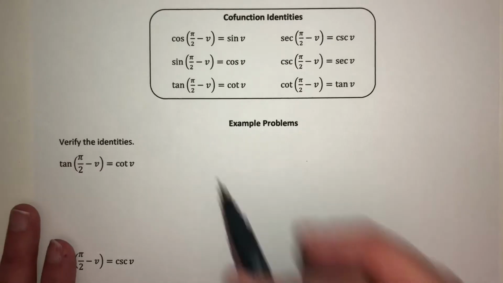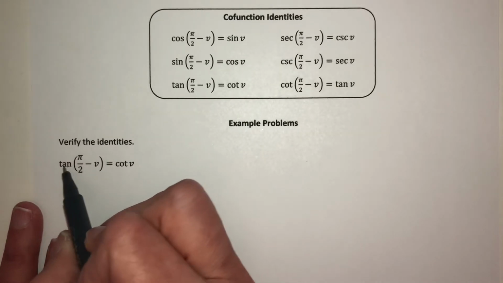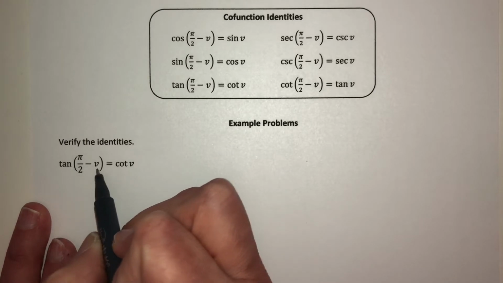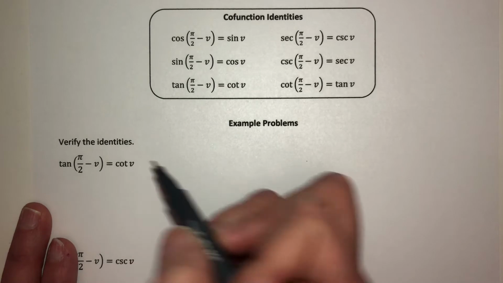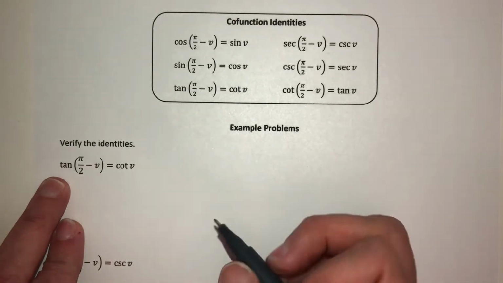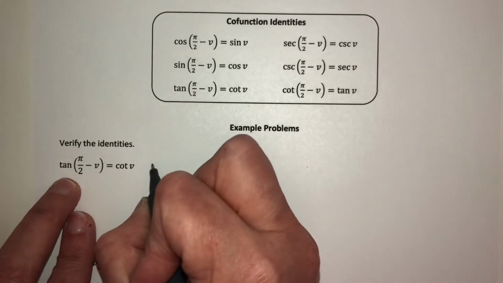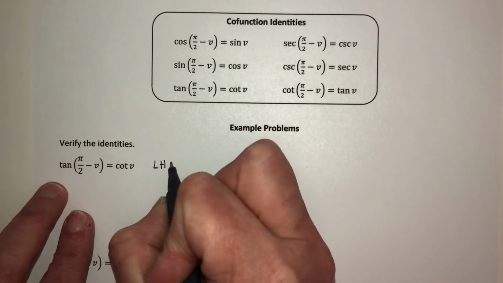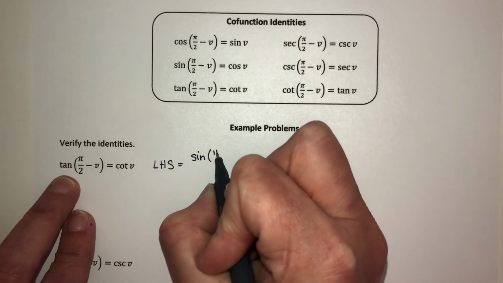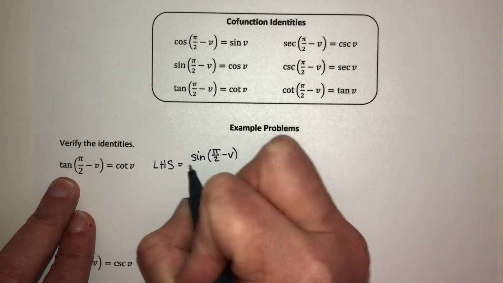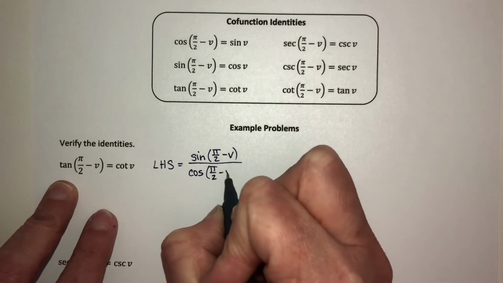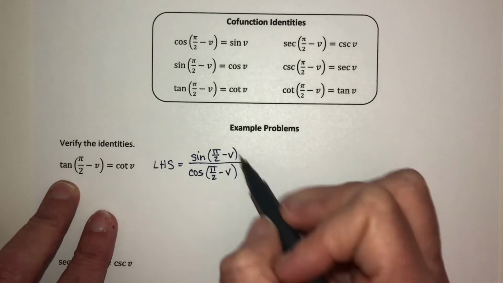Okay, so let's look at this, where we're asked to verify that tangent of pi over 2 minus v is equal to cotangent of v. Well, one thing I know about tangent is that I can rewrite it. My left-hand side is the same thing as sine of pi over 2 minus v over cosine of pi over 2 minus v. And that comes from the quotient identity.